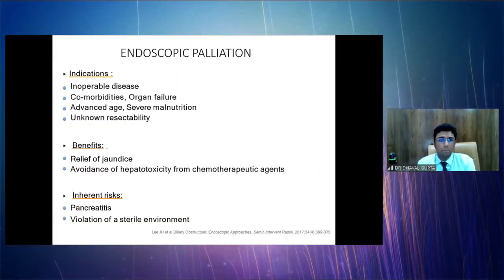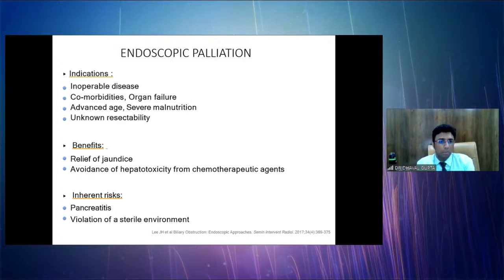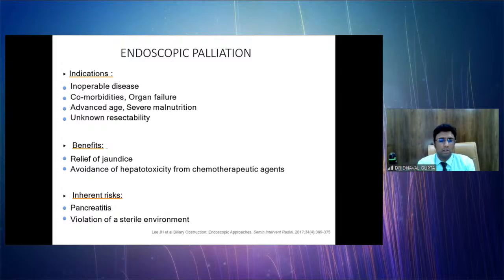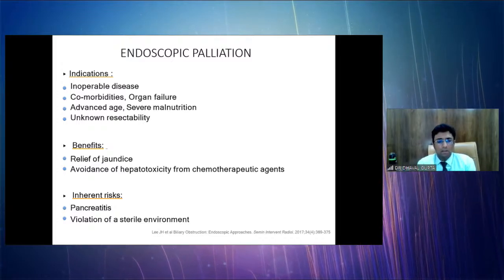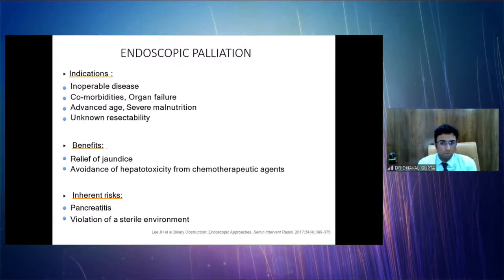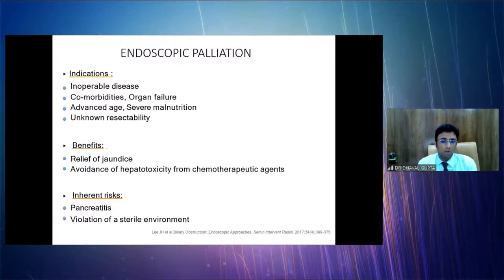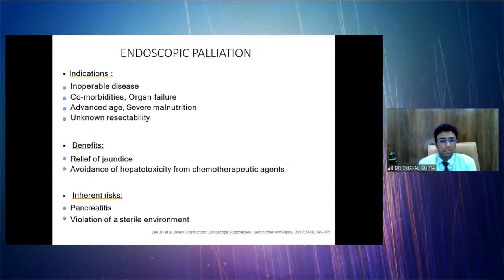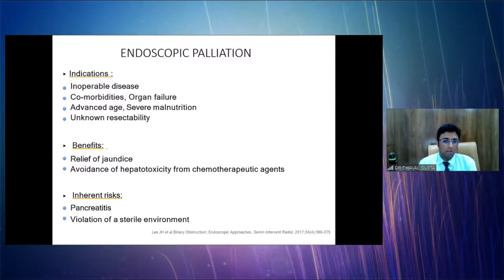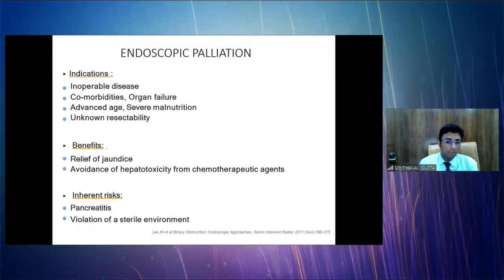Now coming to the endoscopic part, the indications are inoperable disease, comorbidities, organ failure, advanced stage, severe malnutrition, or unknown resectability. The benefits we already told: relief of the jaundice and avoidance of the hepatotoxicity from the chemotherapeutic agents, or to relieve the cholangitis. It is bound to have some endoscopic risks like pancreatitis, bleeding, perforation, and also sometimes violation of the sterile environment.